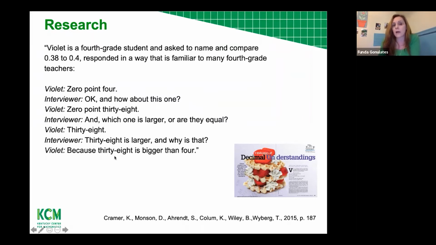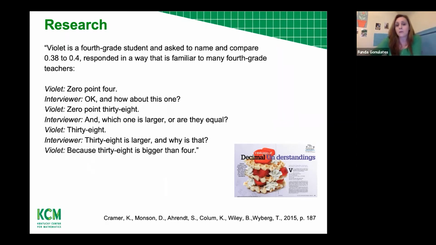The interviewer asked the kid, Violet, to read these numbers. Violet says 0.4, and the interviewer asks, okay, how about this one? And asks about the other one, 0.38. The interviewer asks, which one is larger, or are they equal? Violet gives an answer that you will expect to see in many students. Violet says 38. 38 is larger. Why is that? Because 38 is bigger than 4. I'm sure this interview sounds very familiar to you because kids have this misunderstanding of just looking at the whole number parts that they see in the numbers.